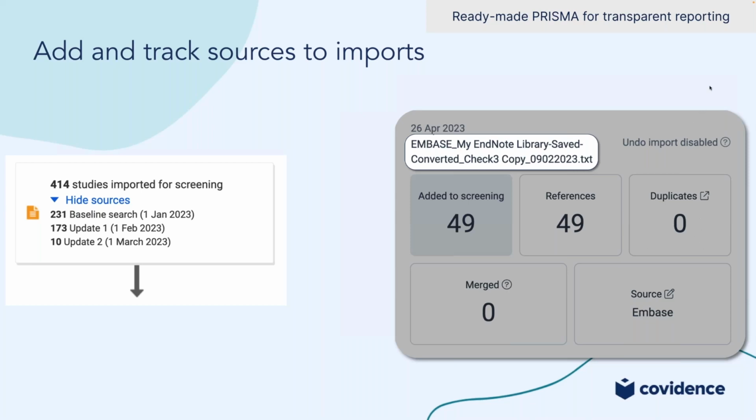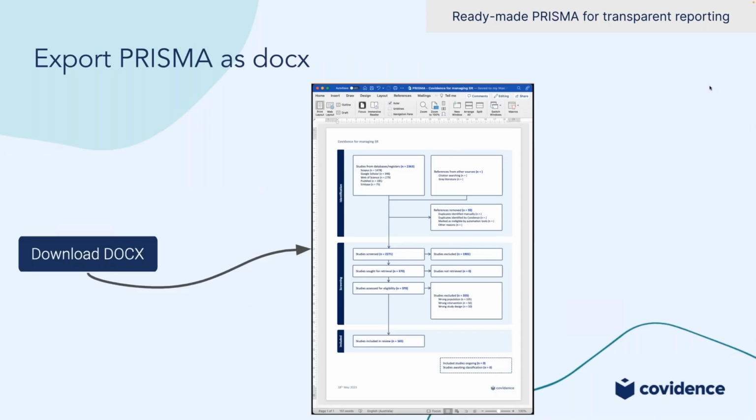We also know that transparent reporting is really crucial for high quality reviews. Creating a flowchart can be quite time consuming and draw on a lot of resources, perhaps from an information specialist or others. In the past, you might have had to keep certain bits of information in multiple places before bringing them all together to create the flowchart.